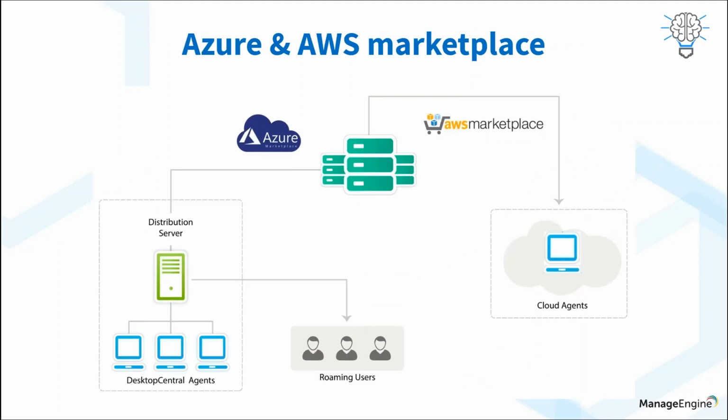Desktop Central is also available in AWS Marketplace and Azure. In case you're looking to host Desktop Central in any one of the cloud servers, you can use AWS or Azure for now. We are also working towards offering Desktop Central as a cloud solution. Soon, Desktop Central will be available in Zoho Cloud.